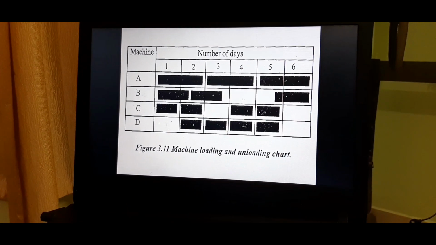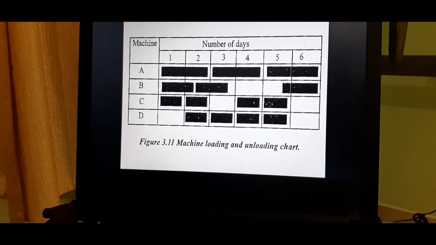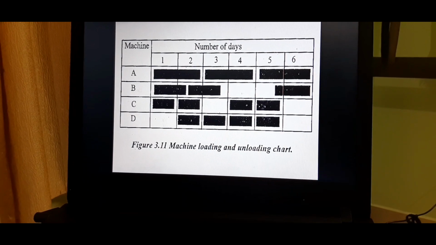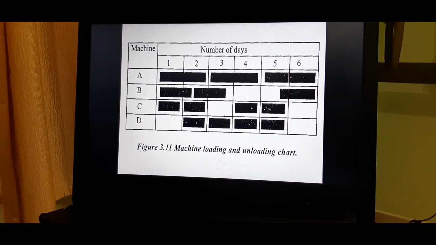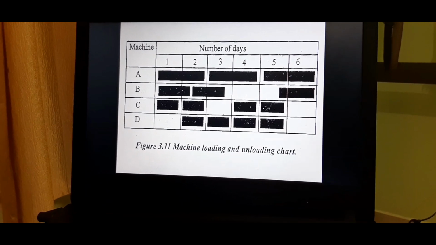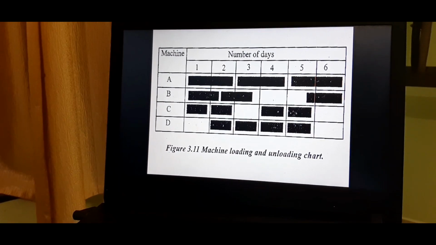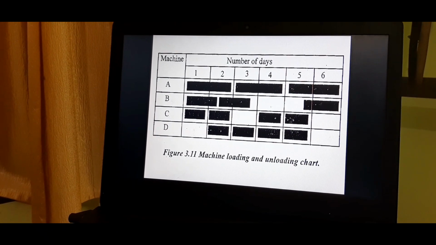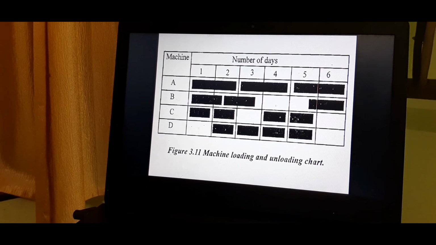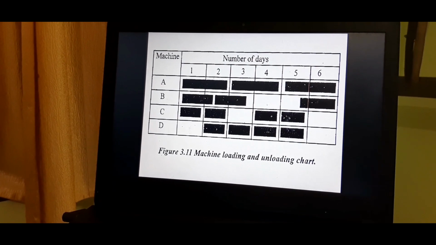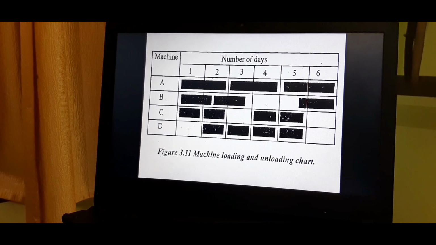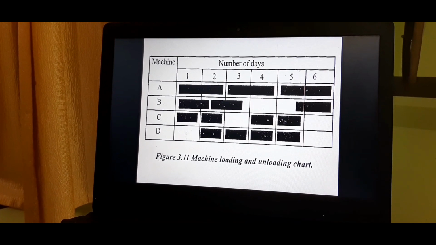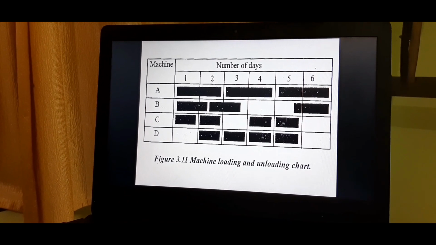For the B machine, the fourth day is idle. So, it is kept blank. And again, for the fifth day, half of the day is idle and in the other half, the process continues. So, the half of the day is kept blank. For C machine, third and sixth day are fully blank. That is, the machine is idle for both days. For D also, first and sixth day are idle. Okay, this is the load chart.